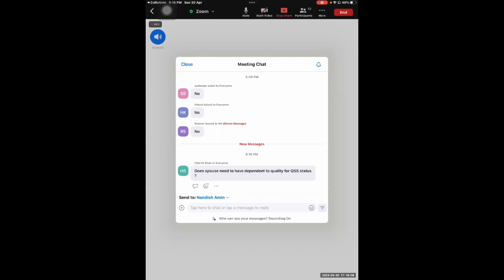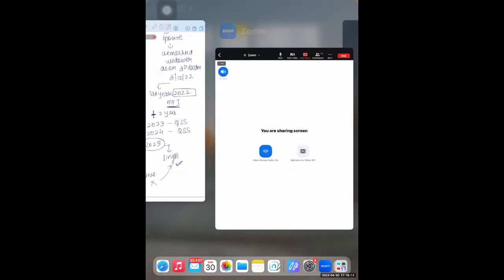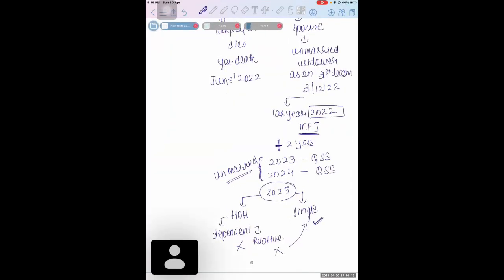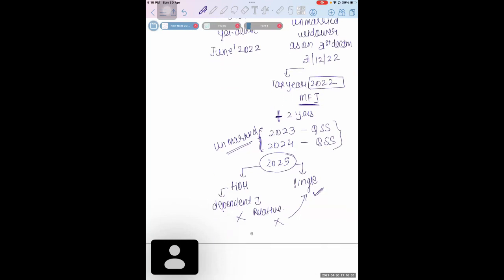No. For qualifying for QSS, there is no criterion that she should have a child. See, if a person marries some guy and within 6 months there is a death of the spouse, then from where can they bring a child? Within 6 months they can't have a child. So that widower can claim as a qualifying surviving spouse. But if she remarries within these 2 years, she cannot claim QSS because she is married to some other person. She will be filing MFJ with that other person. She can't claim QSS at that time.